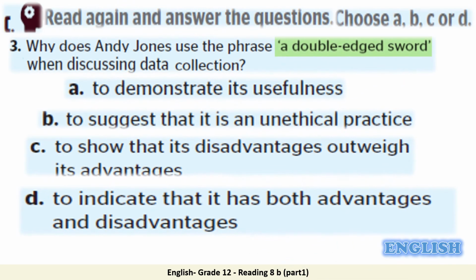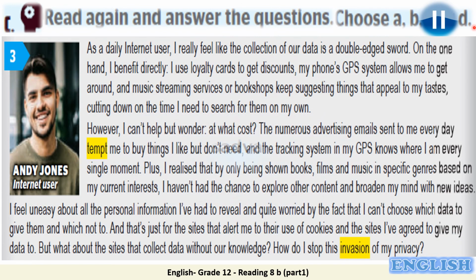Question 3. The last question. Why does Andy Jones use the phrase "a double-edged sword", a sword that acts negatively and positively, when discussing data collection? Is it to demonstrate its usefulness, or to suggest that it is an unethical practice, or to show that its disadvantages are more than its advantages? D, or to indicate that it has both sides, pros and cons? Pause the video, read, and find the answer. I'll be waiting for you. To help you, here you can find the answer.